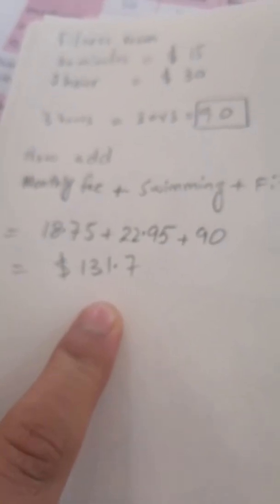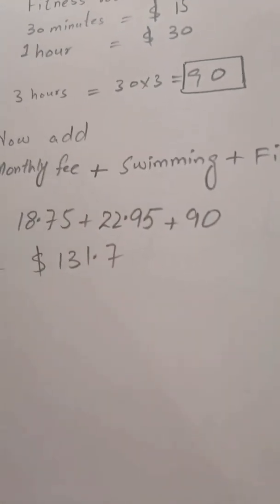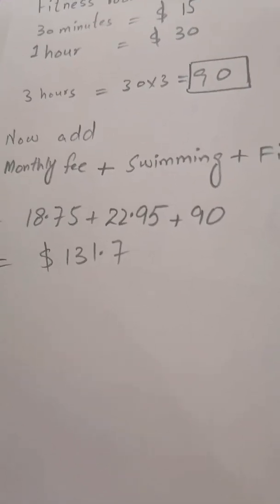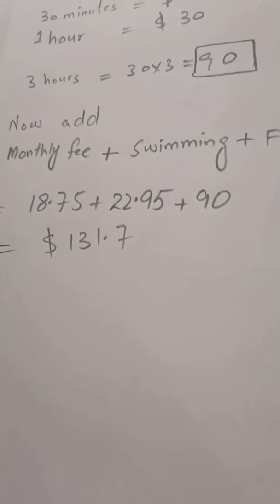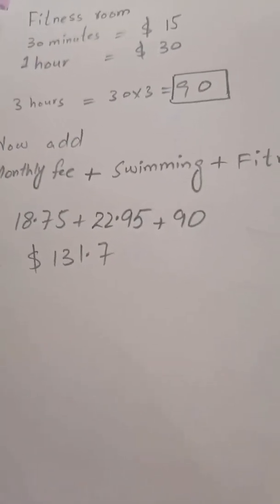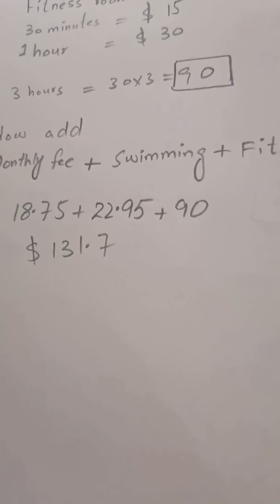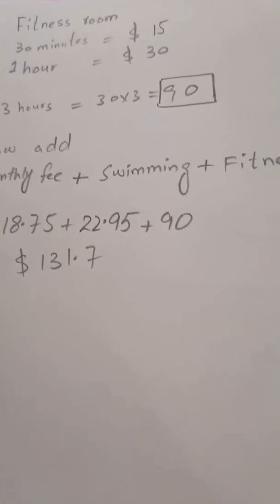So we add all of them here, 18.75, 22.95 plus 90. If you add all of them, it will give you the answer $131.7. So Zahid will pay this much money for the month for all his things that he did in the practice in the training room. So that's how you find the answers.